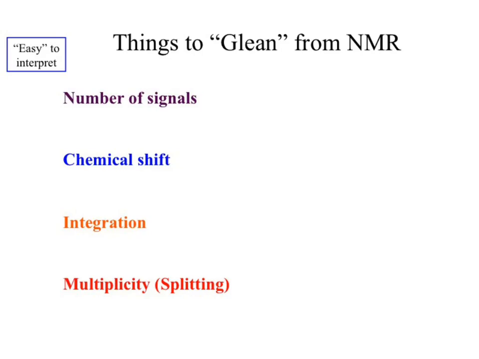Okay? Starts with the number of signals. Okay? How many signals show up? This gives you information about the number of unique hydrogens or carbon if you're looking at carbon NMR.